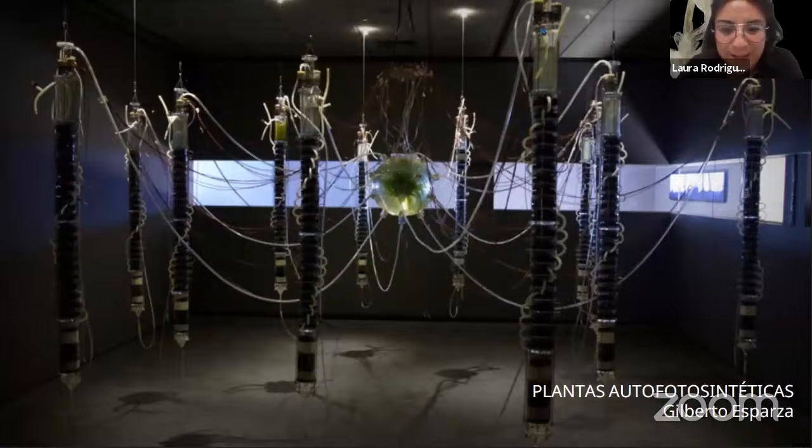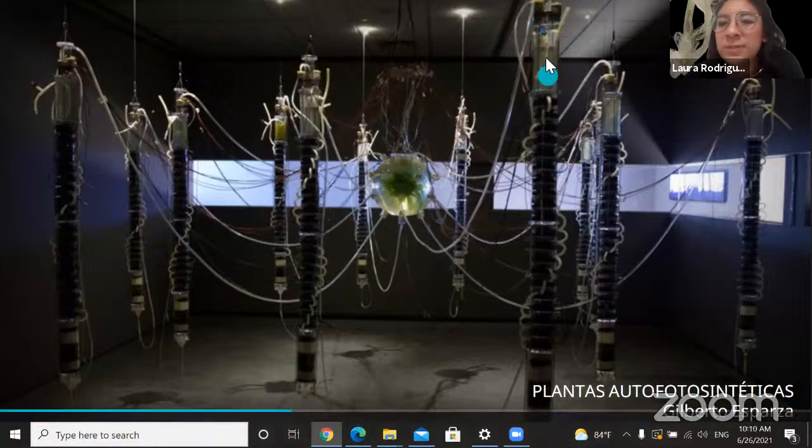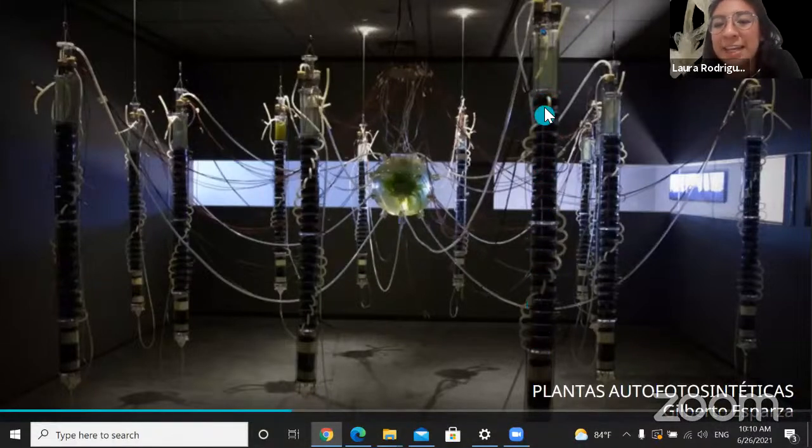And then we also have an artist from Mexico, Gilberto Esparza. Gilberto Esparza is very interested in autonomous systems. He's creating autonomous entities, mostly with devices based in robotics. And this one is autophotosynthetic plants. Basically what you see here are columns that have bacteria. The bacteria is eating food, small proteins, and all the bacteria that live in these columns generate electricity.